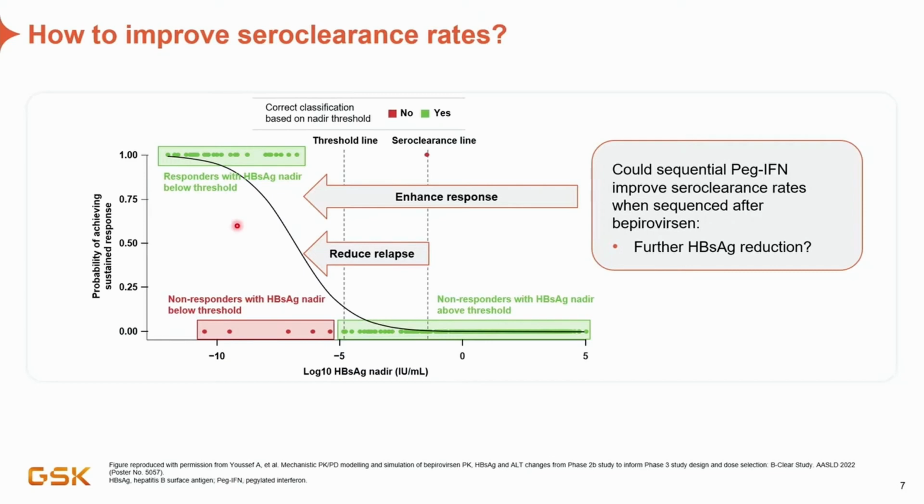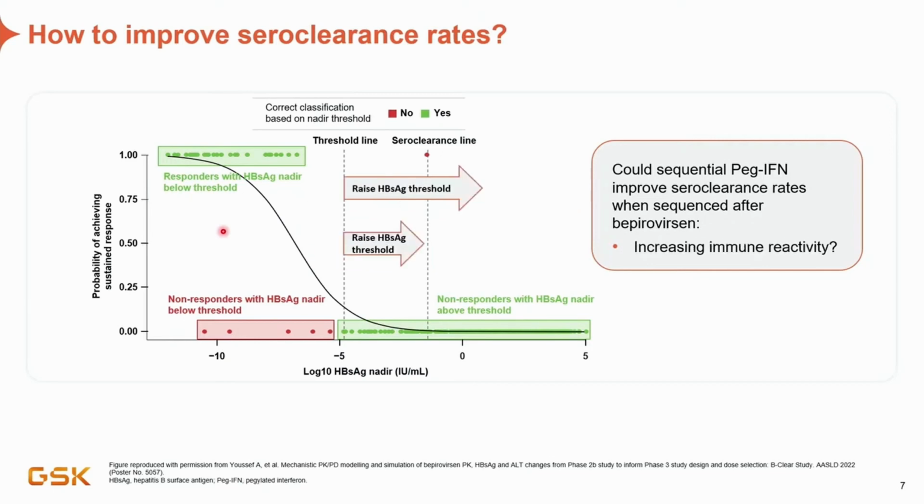So the first is that we know that pegylated interferon can reduce surface antigen. So maybe sequential pegylated interferon might actually improve seroclearance by further reducing surface antigen. So it might move people from partial response into full response, and it might move people from being potential relapsers to being permanent responders. So it could have an effect of pushing people into that sustained level.